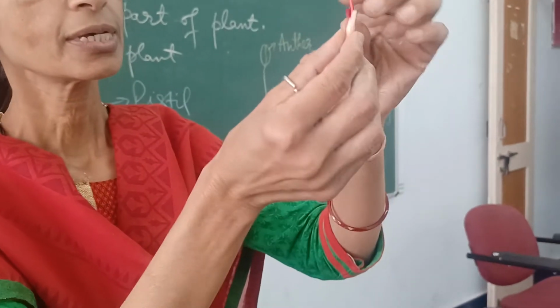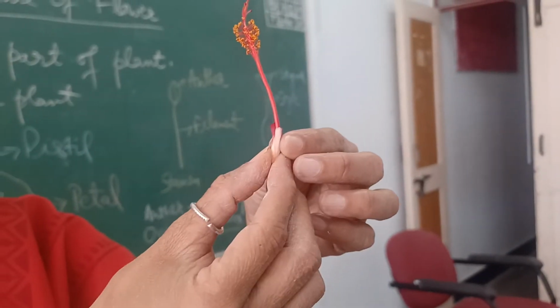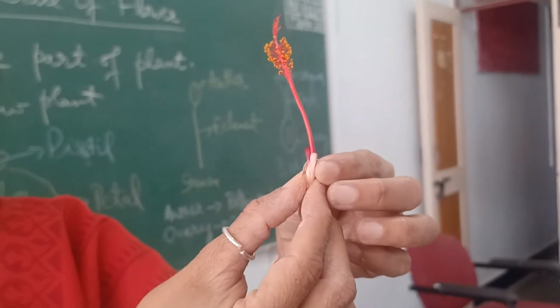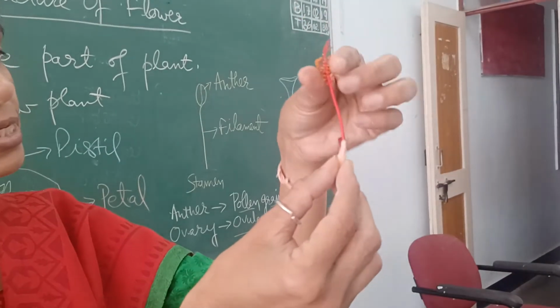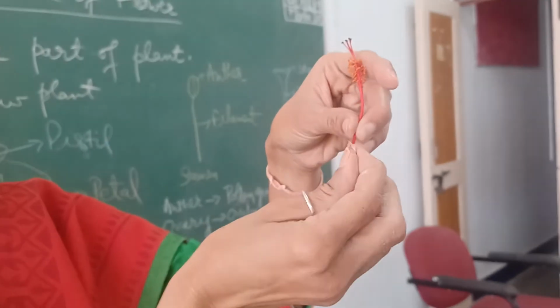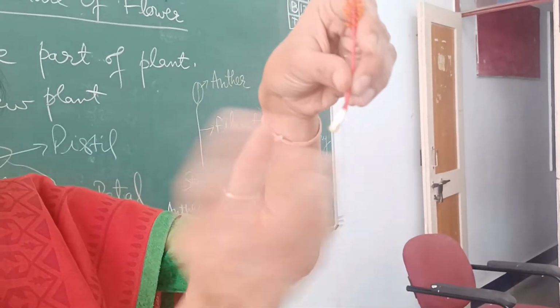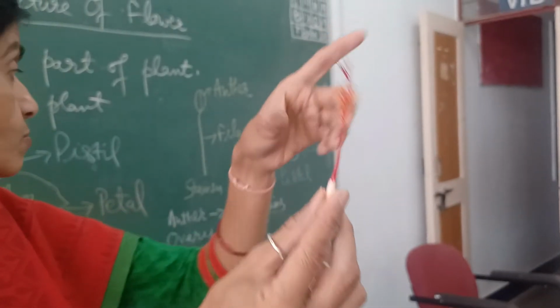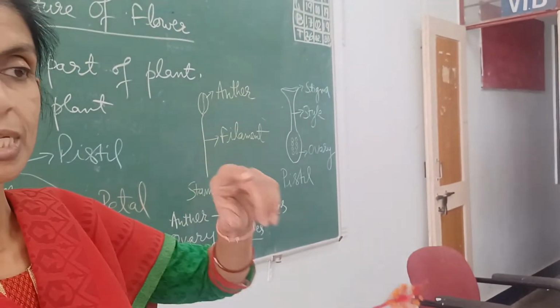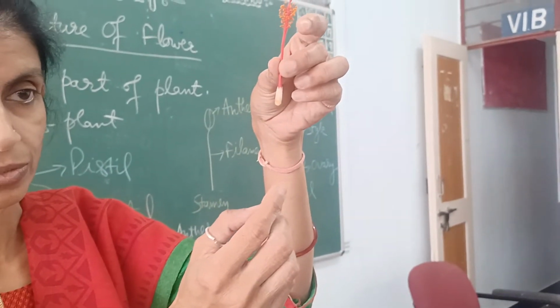Now, this long tube you are observing, this long tube is pistil. What is this long tube? Pistil. Now this long tube has a swollen portion, a swollen base. What is that swollen base called? Ovary. It is ovary. Okay.